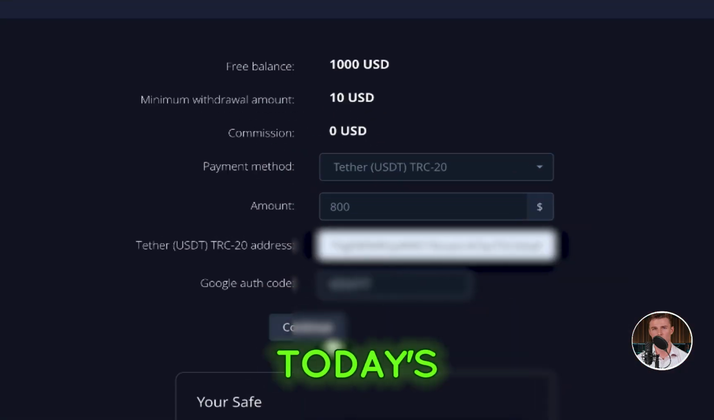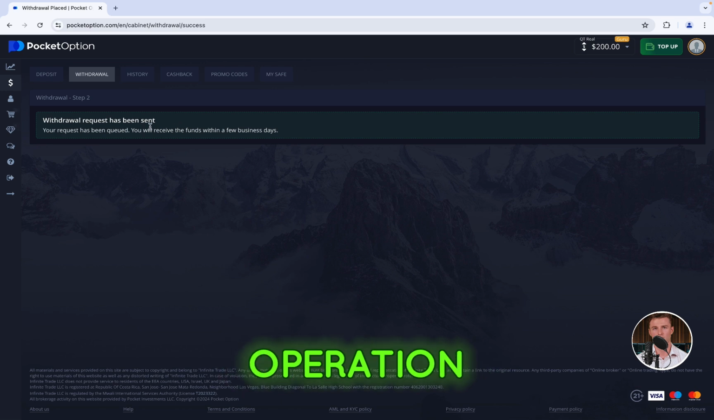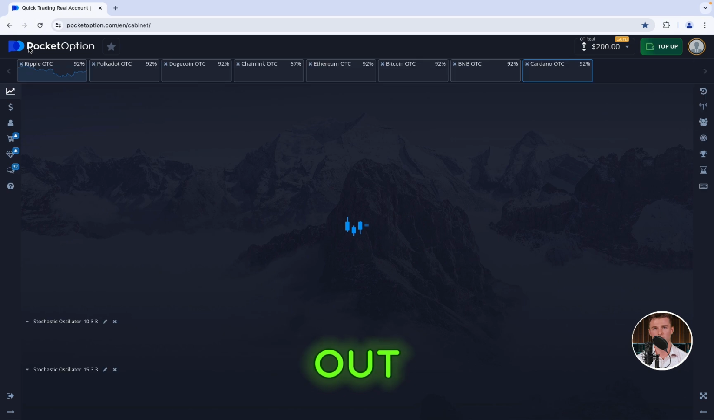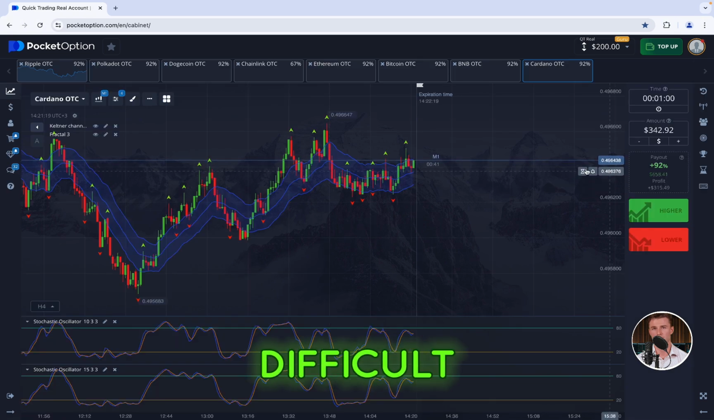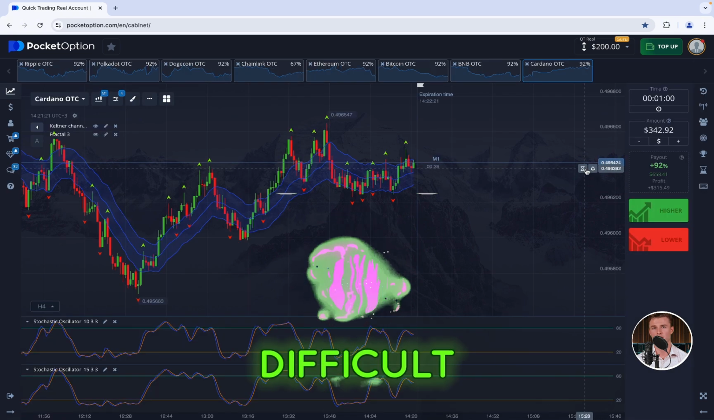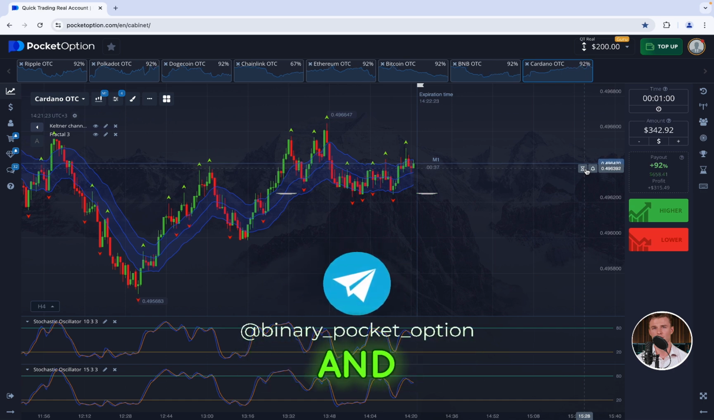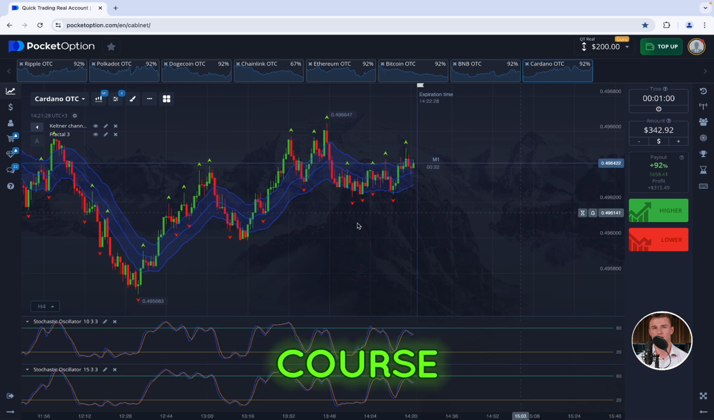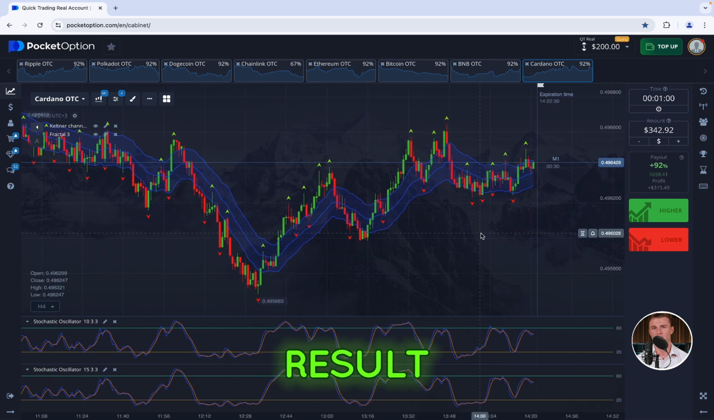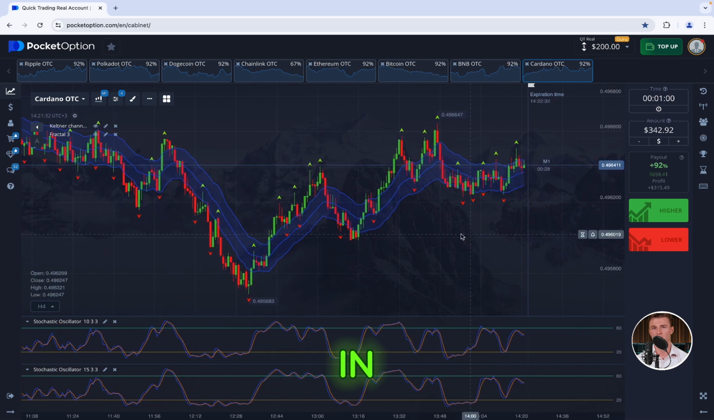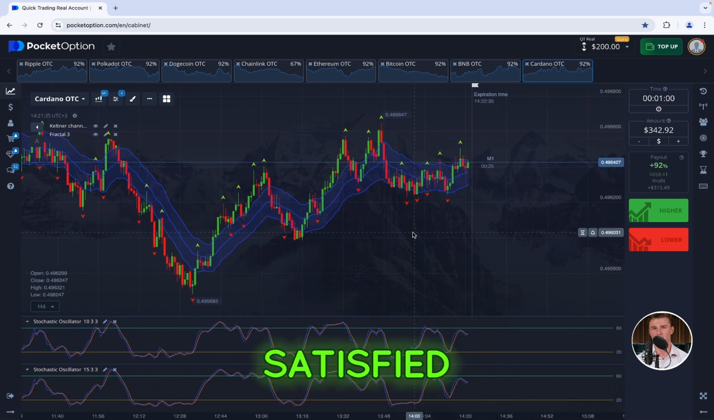The amount of today's profit will be $800. The withdrawal operation is being successfully performed. This is how the trade turned out for today. It is quite difficult trading today. There is a very difficult volatility in movement, and perhaps there was a wrong strategy for today's nature of the movement, of course, but nevertheless, some result turned out, and in general, I will be satisfied with this result.